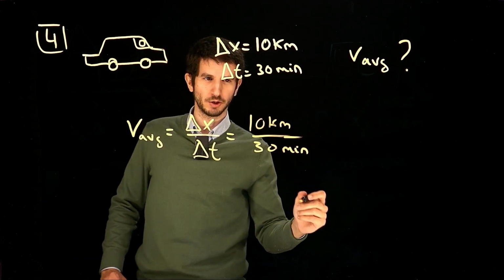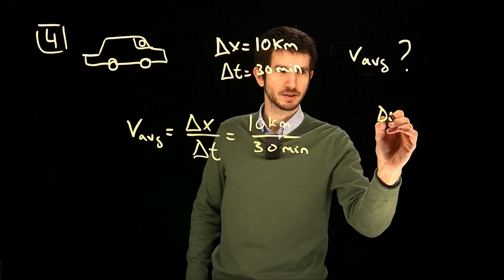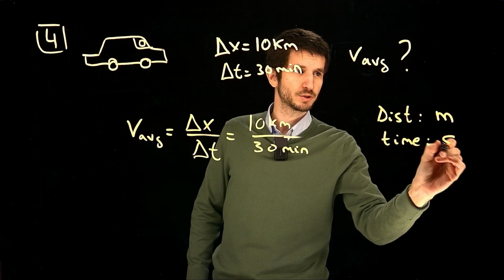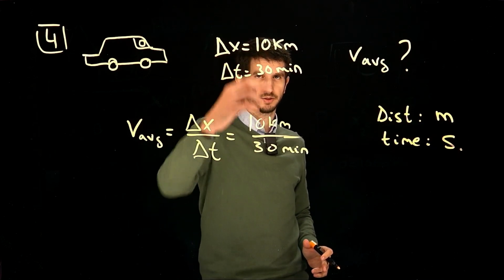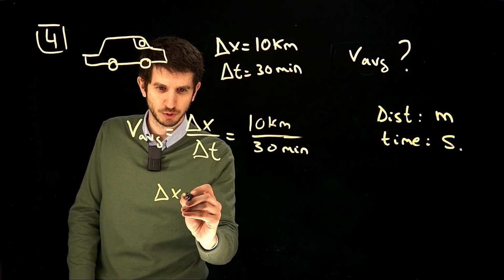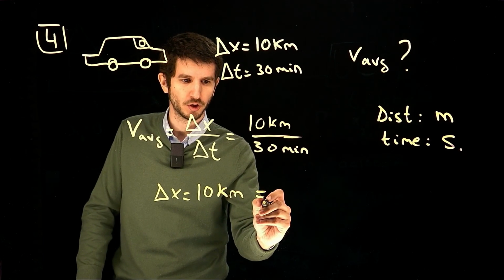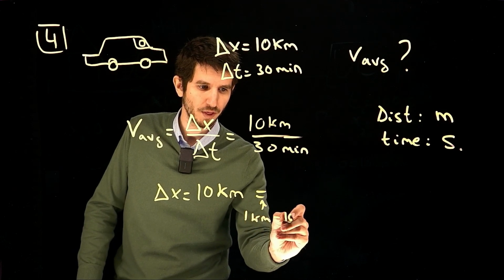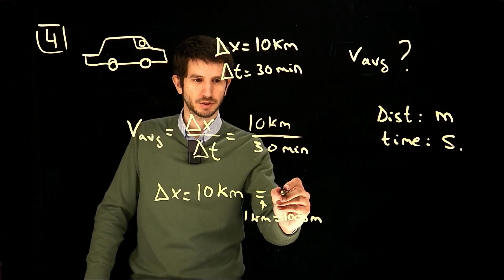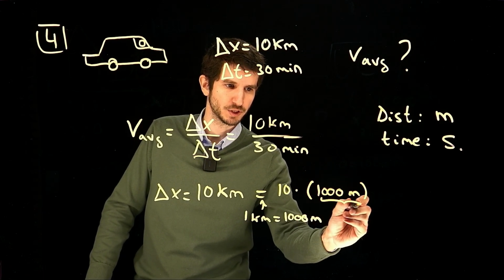Now minutes and kilometers are not nice units. In the international system we prefer to use meters for distances, and for time we use seconds. So our goal is going to be first to change kilometers to meters and minutes to seconds. We can do that as follows. 10 kilometers: 1 kilometer is equal to 1,000 meters. So wherever I have kilometers, now I can write 1,000 meters. So I'm going to have 10 times 1,000 meters, and of course this replaces the kilometers.